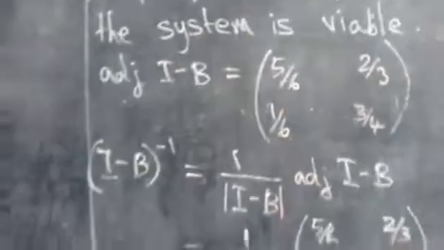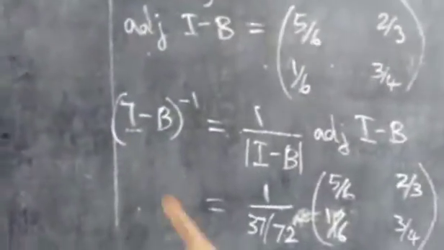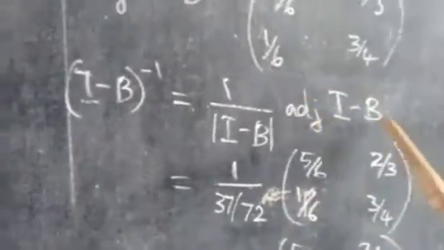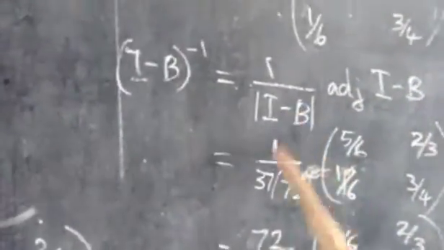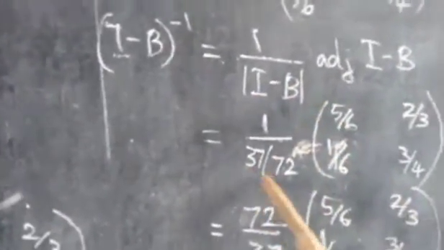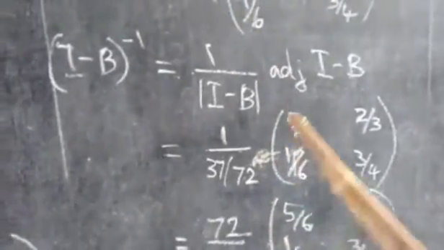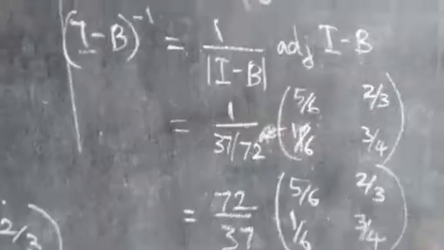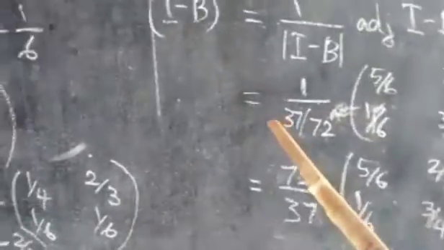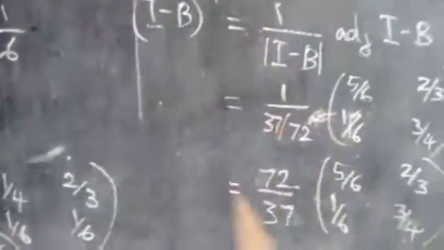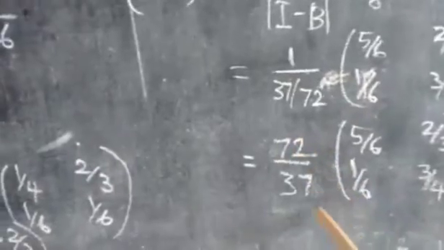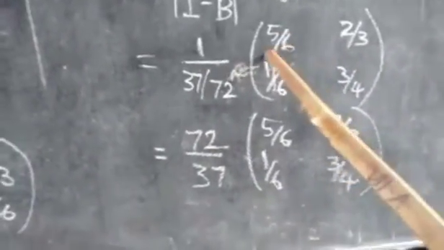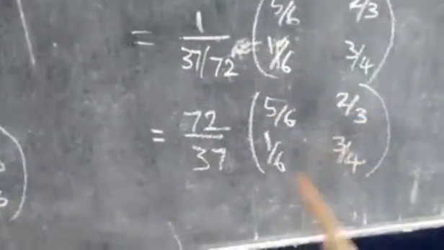Now I minus B whole inverse is equal to, what did you get? 1 by determinant of I minus B, adjoint of I minus B. 1 by determinant of I minus B is 37 by 72 reciprocal. The adjoint of I minus B is 5 by 6, 2 by 3, 1 by 6, 3 by 4. Is it okay? Whenever it is in the denominator, it will be changed to the reciprocal. So 72 by 37. Okay. And what is the thing about the adjoint? Simply we have to write it as it is, 5 by 6, 2 by 3, 1 by 6, 3 by 4.